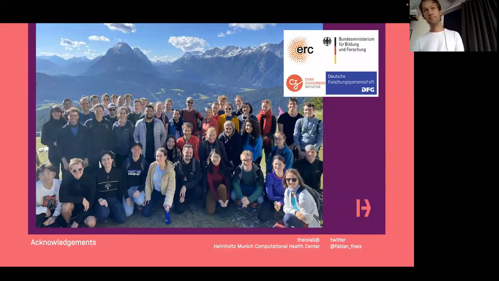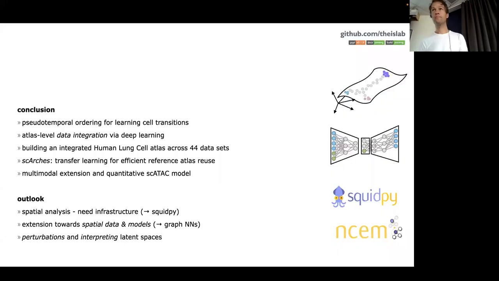Questions from the room? Regarding how you're building your atlases, selecting the data sets you use, do you just take whatever data comes up, or do you have specific criteria? Yeah, it's very important. Obviously, this old saying, garbage in, garbage out, holds to some extent.